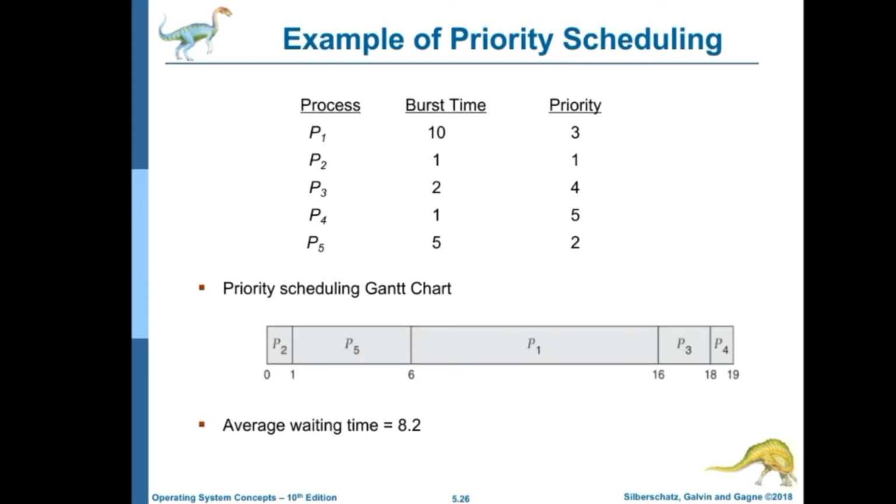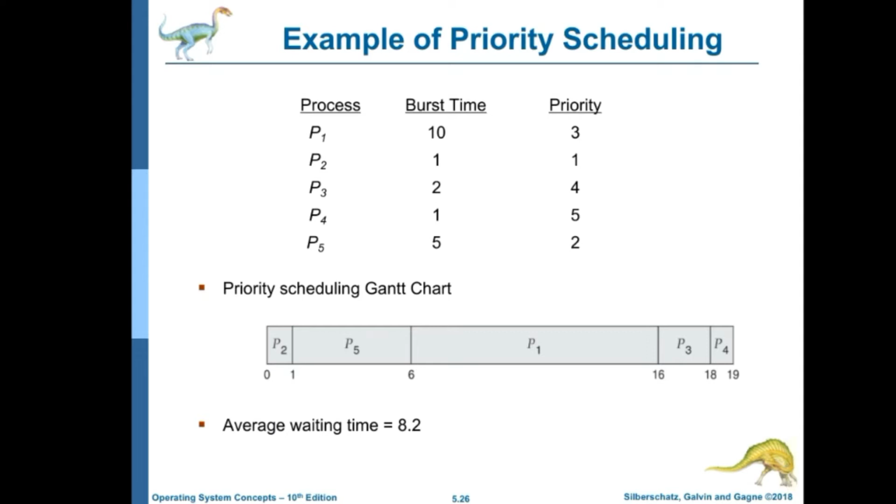Example of priority scheduling. We have processes P1, P2, P3, P4, and P5. The burst times are 10, 1, 2, 1, and 5. Then the priorities are 3, 1, 4, 5, and 2. So this is the priority scheduling Gantt chart.